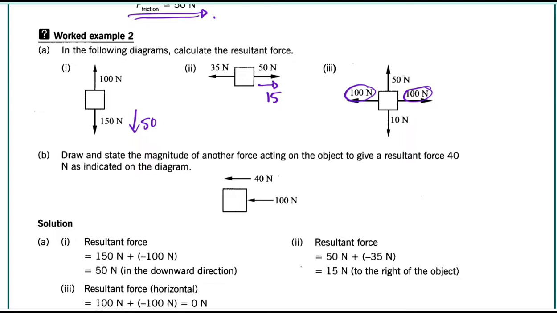Here upwards we have 50 and then we have 10, so which means it would go what? Upwards. So upwards, the resultant force will be equal to what? 50 minus 10, and then it gives us what? 40 newtons. Is that okay?